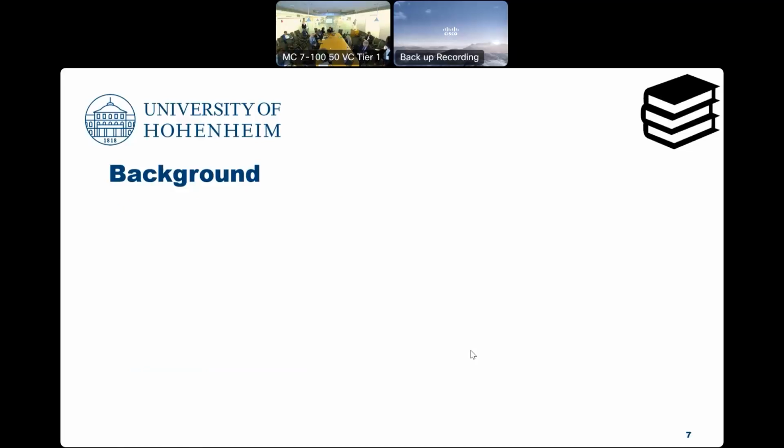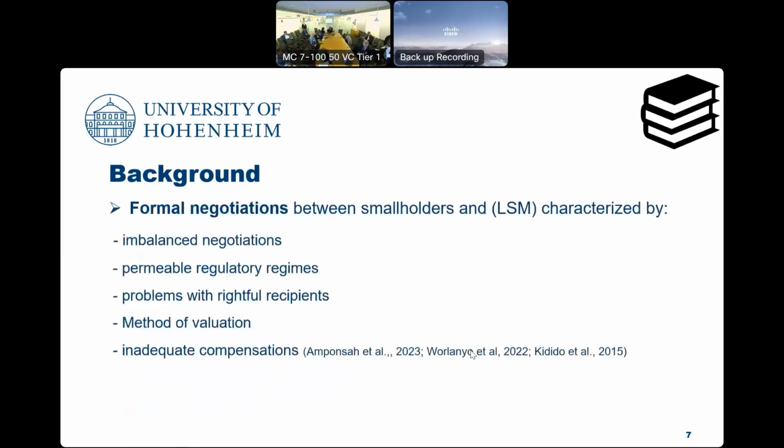But what do we know? There's literature telling us that these negotiations, and I think the first presenter mentioned this, are imbalanced, and they are under permeable regulatory regimes. For example, there are problems with identifying who the rightful recipients are, their methods of valuation are not well established, and it leads to inadequate compensations.